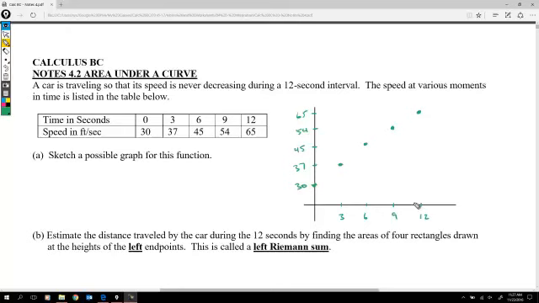Hi everyone, now we're talking about area under a curve. The first thing to consider is why we would want to find the area. We're given a graph, and we're graphing speed over time. So my y-axis here is speed, and my x-axis is my time.